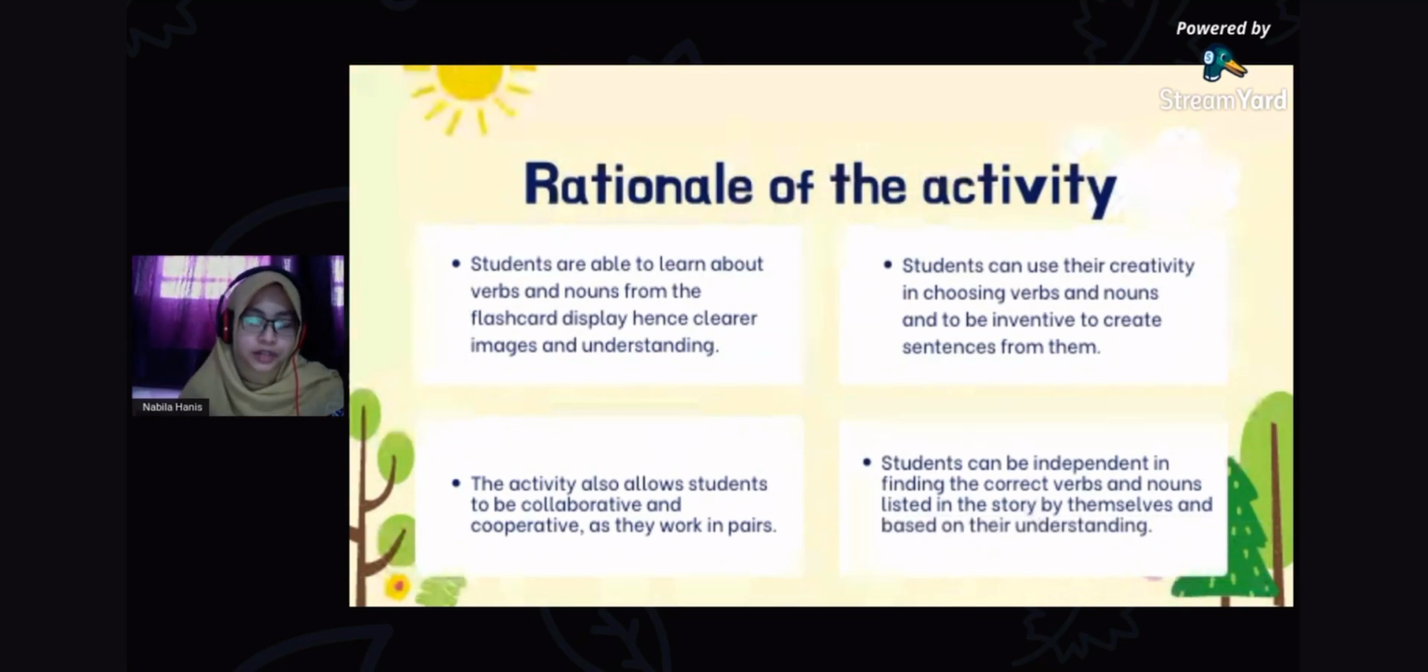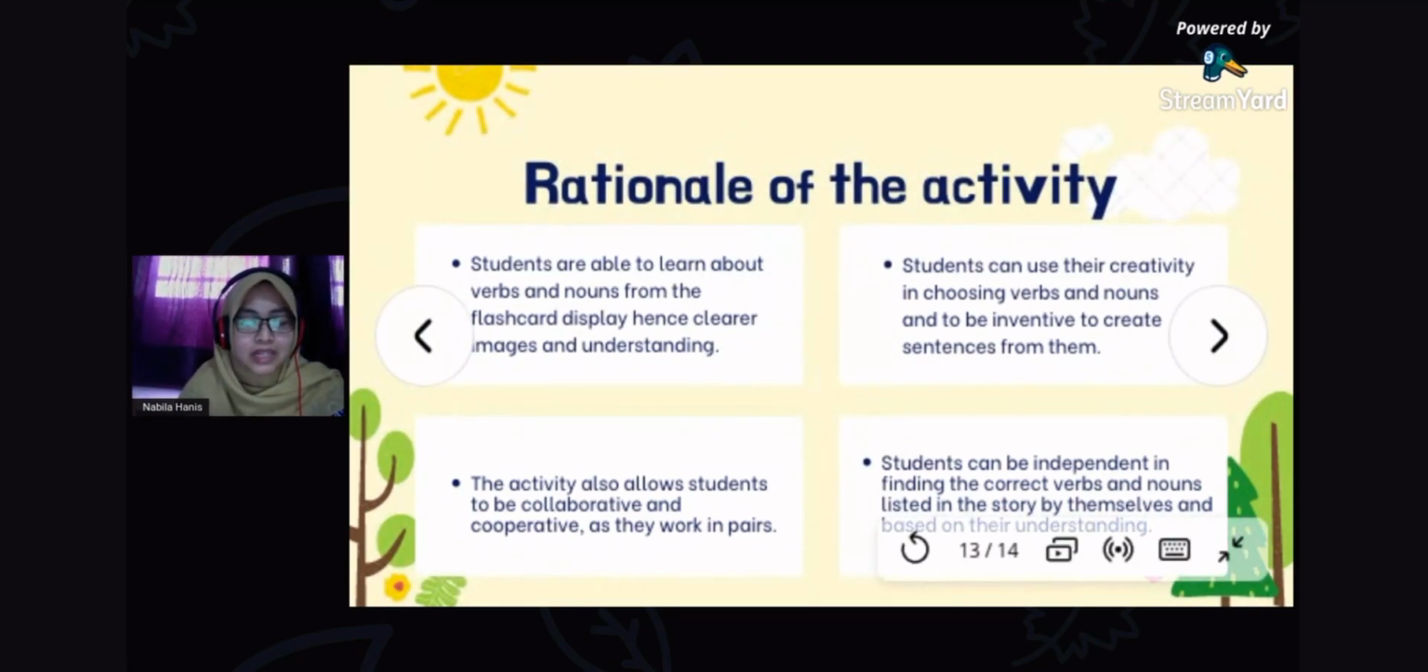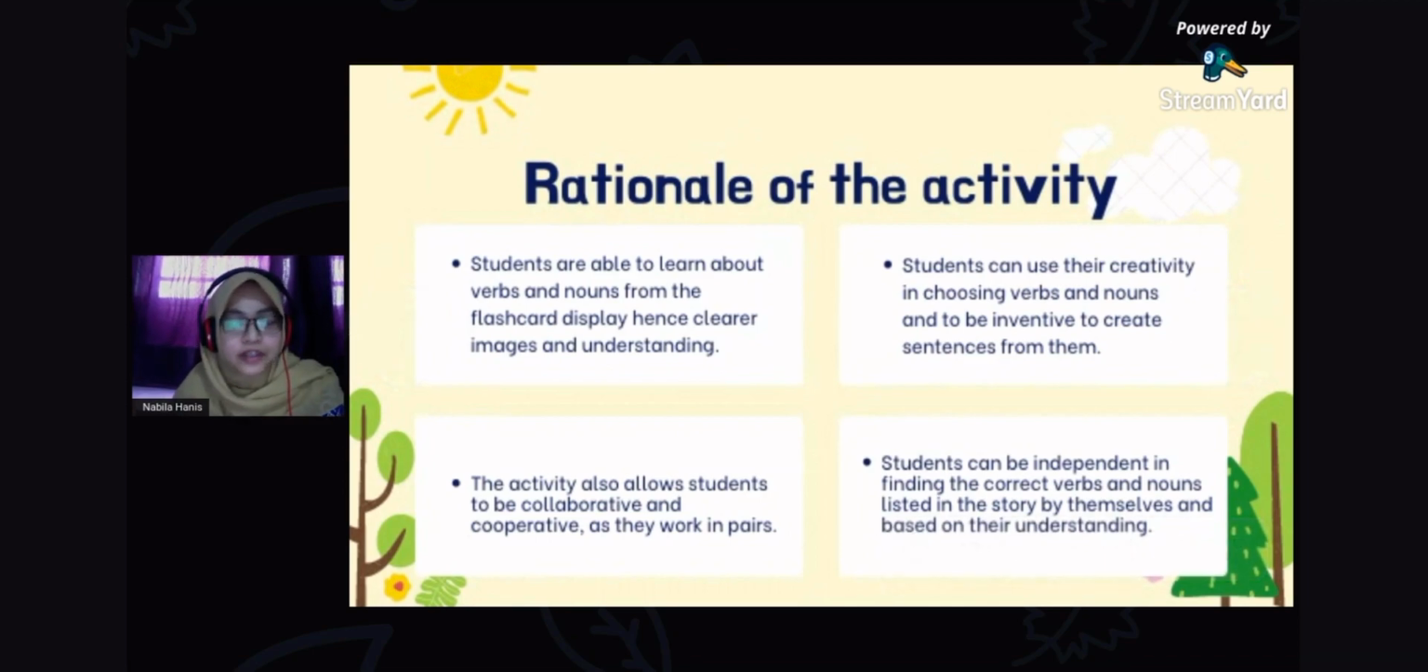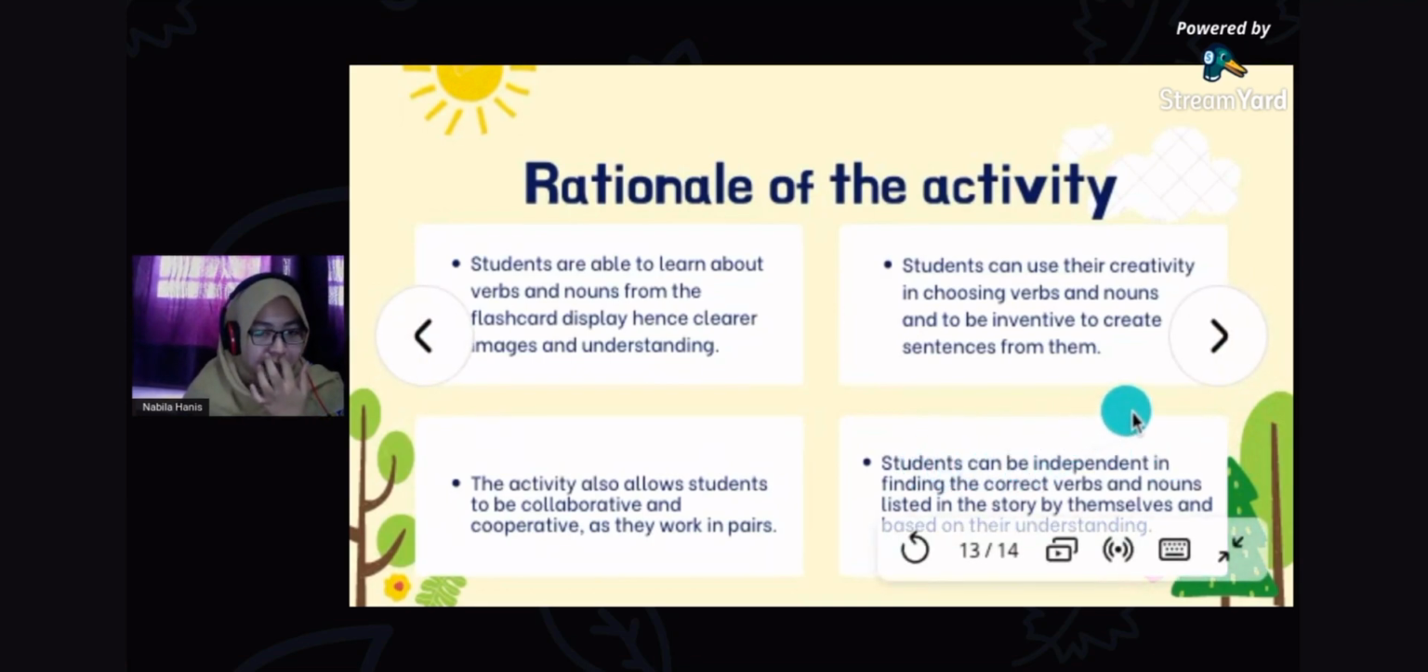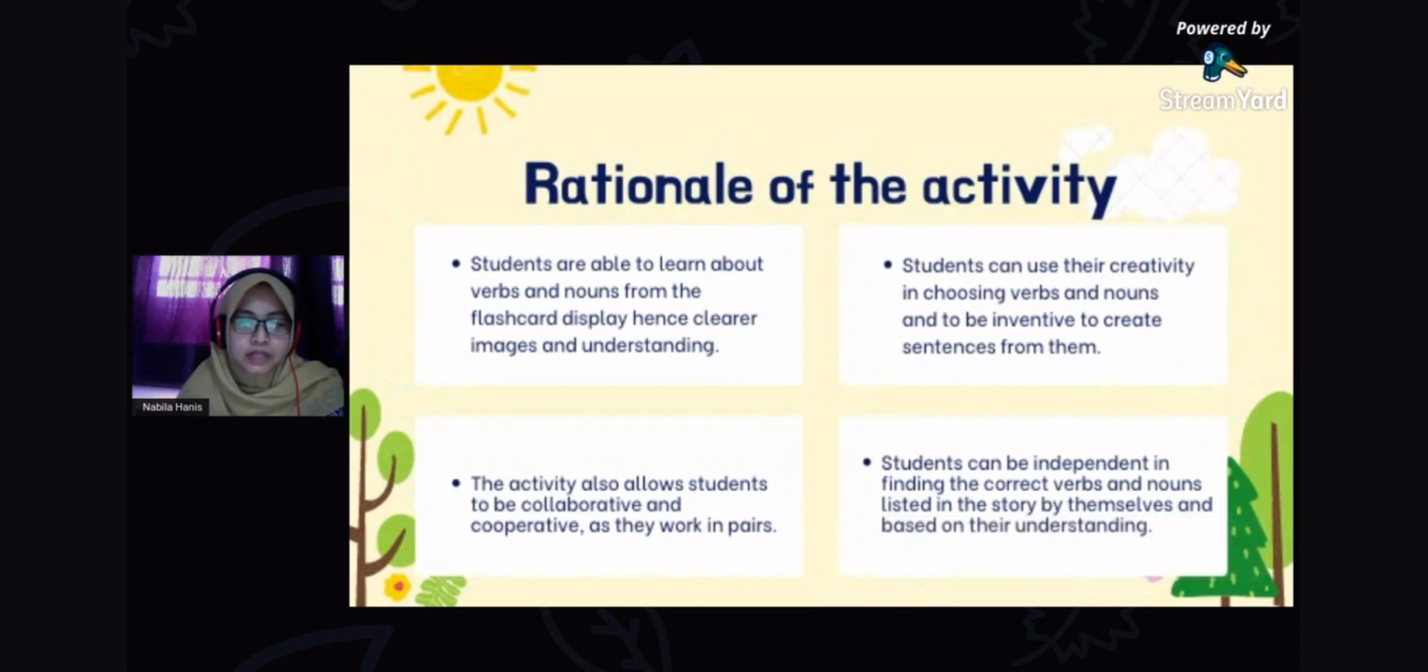Another overall rationale of the activity is that this activity allows students to be collaborative and cooperative as they work in pairs. This is very important, especially in fostering the 21st century skills, which in this context are communication and collaboration. Apart from that, students can be independent in finding the correct verbs and nouns listed in the story by themselves and based on their understanding. So this is where students are trained to think critically and become leaders of their own learning, as highlighted in the new pedagogies for deep learning.